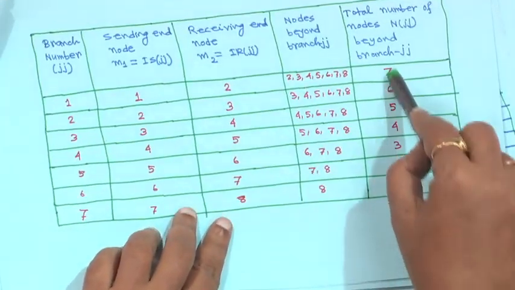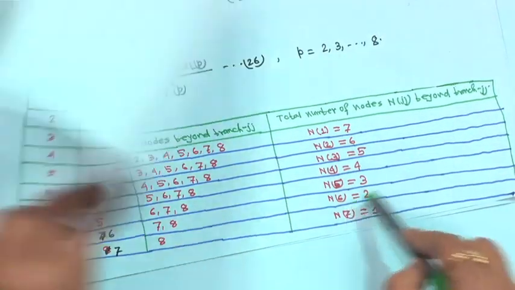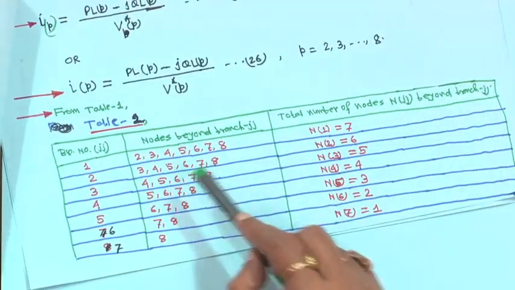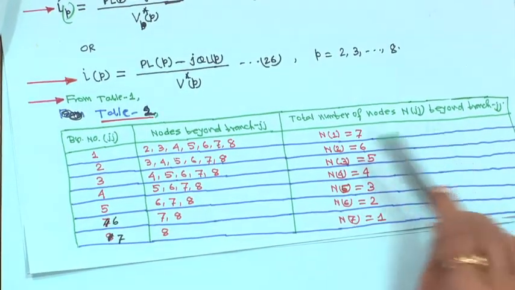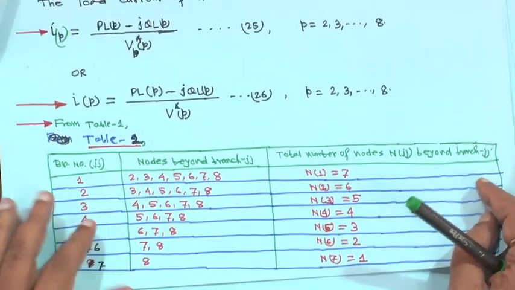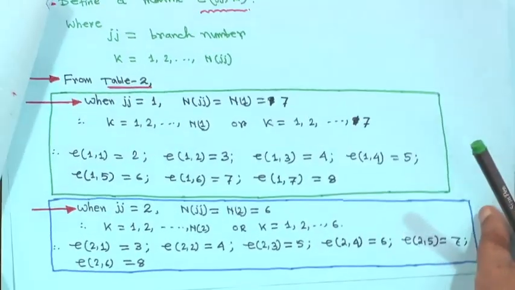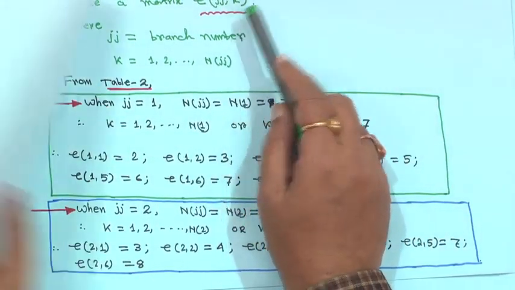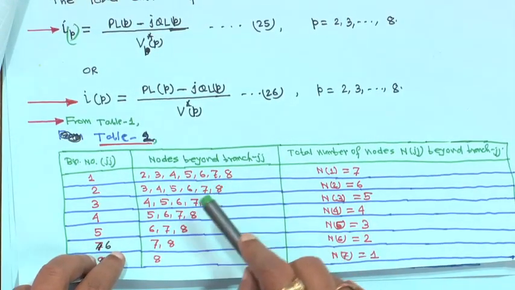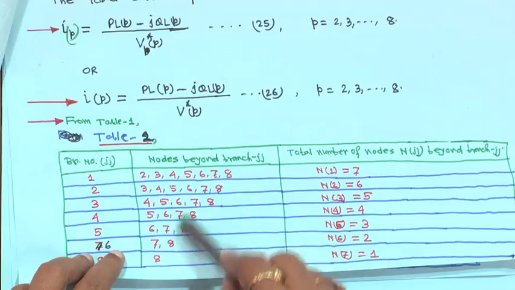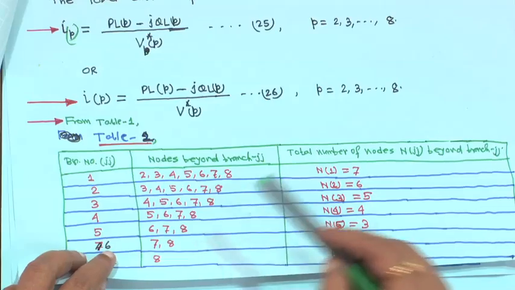That means we are putting this thing in a better form. This one and this one are the same, right, and this is the branch number and this is the branch number. This way we are putting my n1, n2, n3. I hope this is understandable, right. Next, we have to define a matrix E(jj,k). That means the nodes beyond branch jj you have to store in a matrix. Here the nodes beyond branch jj are given, but this whole thing you have to store in matrix form, because you have to read the data in a computer.